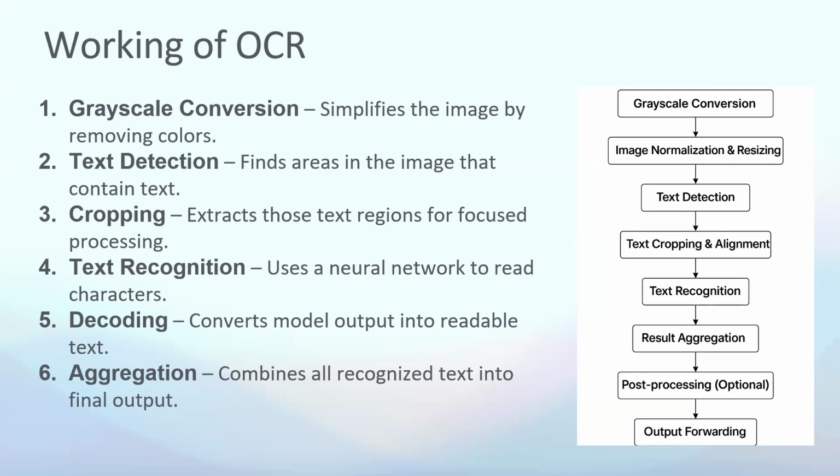The next one is decoding. The model's raw output is decoded into human readable characters. Finally, the system combines all the recognized segments into a continuous structured output. This pre-processing ensures that even faint, noisy, or non-standard receipts are legible to the rest of our pipeline.